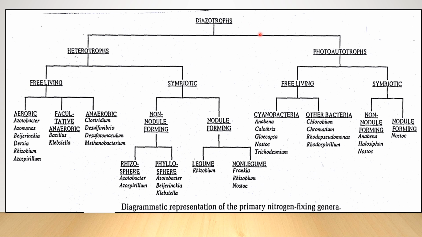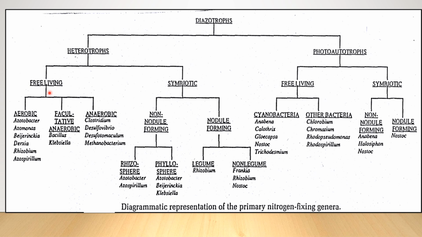Coming to this diagrammatic representation of the primary nitrogen fixing genera of microorganisms, these we call diazotrophs. Diazotrophs can be categorized into two types: the heterotrophs and the photoautotrophs. Among the heterotrophs, you have free living as well as symbiotic.